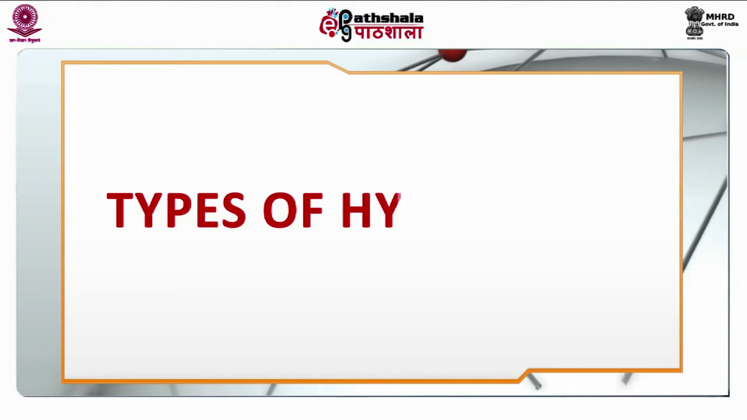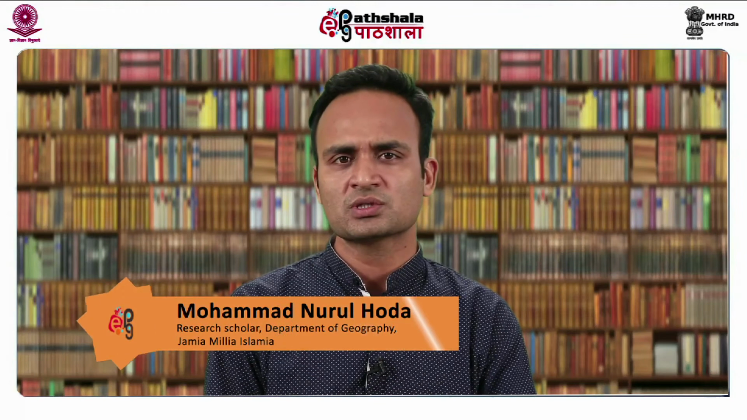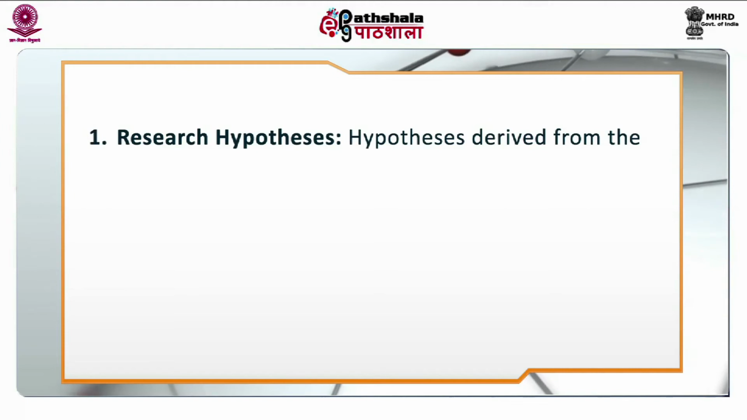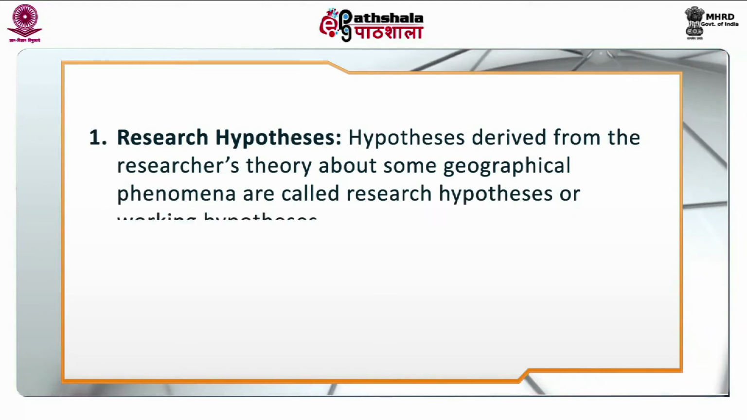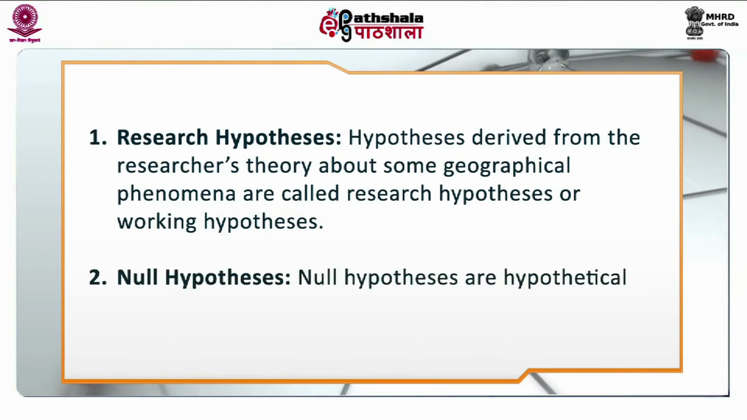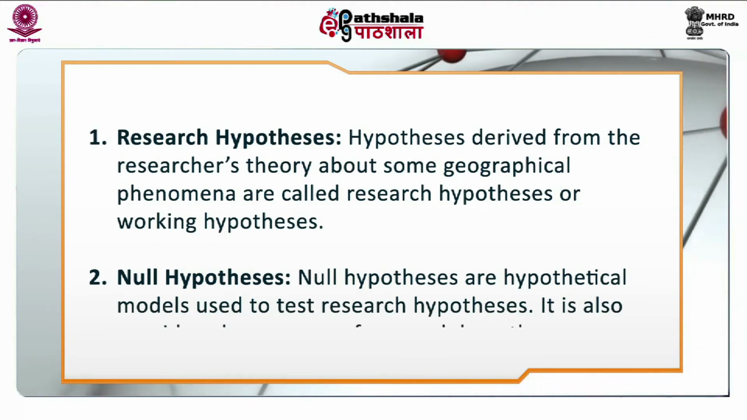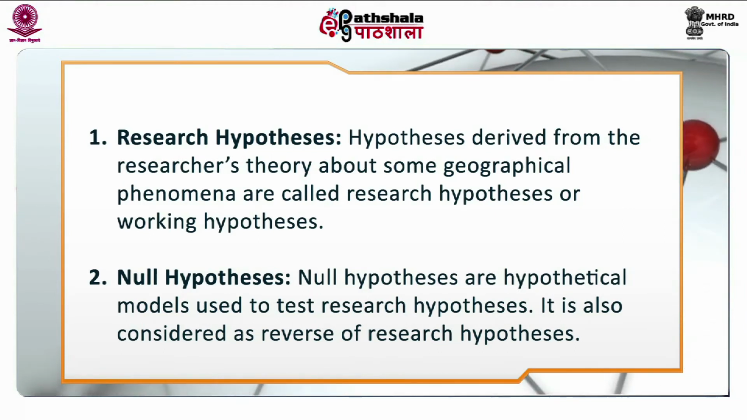Further on, we discuss the types of hypothesis, and at this point we discuss the different kinds of hypotheses used in social and geographical analysis, studies and research. There are four types of hypothesis. The first is the research hypothesis, derived from a researcher's theory about some geographical phenomena, also called a working hypothesis. The other one is the null hypothesis. Null hypotheses are hypothetical models used to test the research hypothesis. It is also considered the reverse of the research hypothesis.